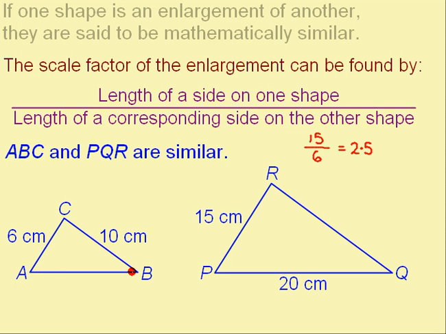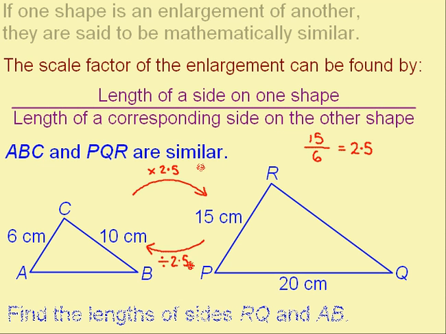That means if I want to go from the small shape to the big shape, I multiply by 2.5, and if I want to go from the big shape to the small shape, I divide by 2.5. Now that you have this to help you, you should be able to find the lengths of sides RQ and AB. Press pause and have a go. When you're ready, press play.